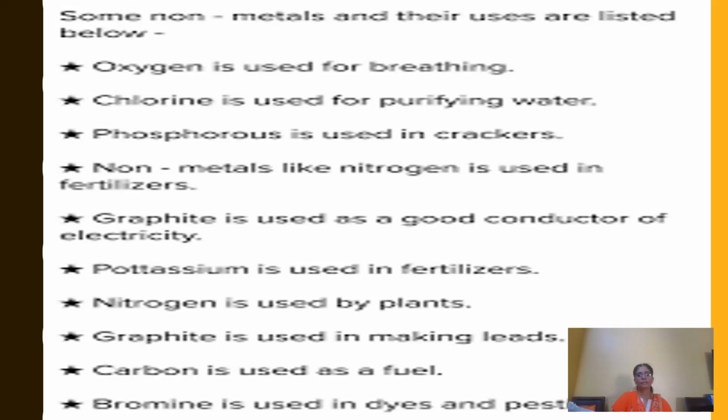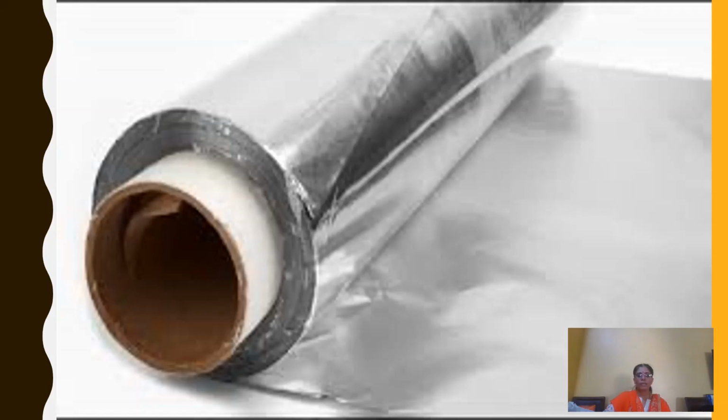And graphite, as we have already learned in the properties of non-metals. All non-metals are bad conductors of heat and electricity. The exception we have learned is graphite. It is one form of carbon. It is used as a good conductor of electricity. In batteries, graphite is used as an electrode. So it is used as a good conductor of electricity.